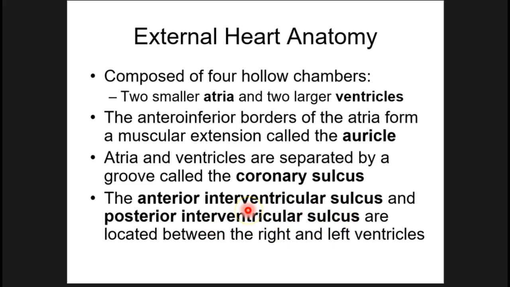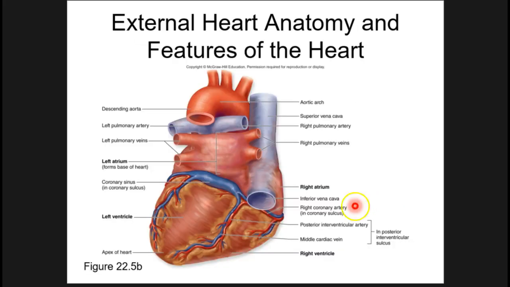Just break down those words for me. It's on the anterior surface. If it's inter, then it's between. And if it's ventricular, then it's between what structures? Ventricles. Good. And if it's a sulcus, it's dipping down into it, which means it's a great groove for things like blood vessels to be within.